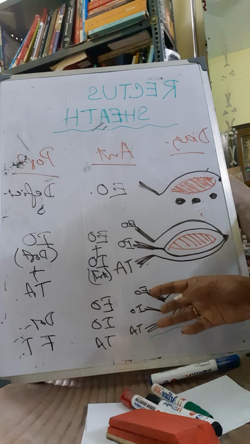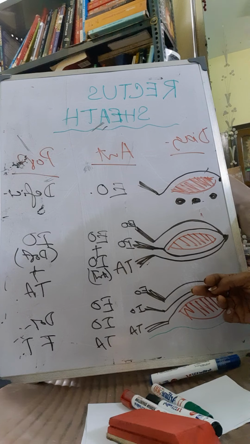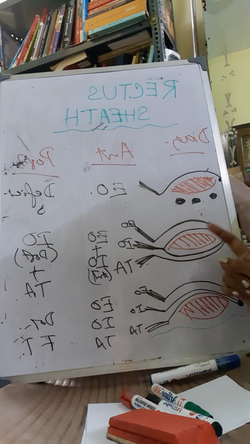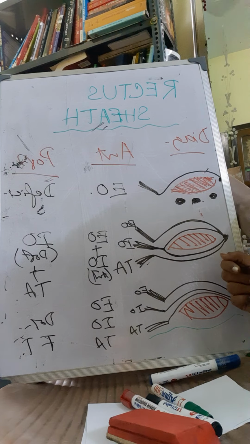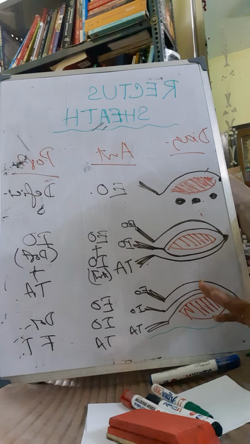And what about the lateral one? This is known as linea semilunaris. Semilunar shaped and linear. So this is known as linea semilunaris, which is a curved fibrous line and extends from the pubic tubercle to the tip of the ninth costal cartilage.